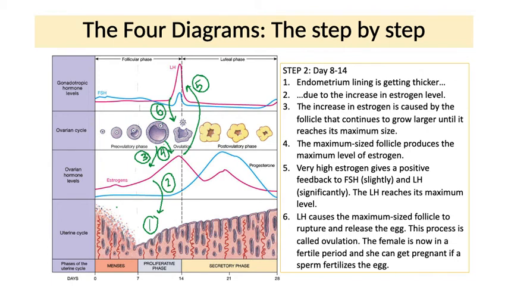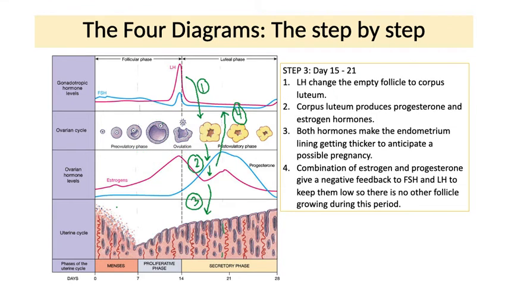And it is for a reason. Why? Because a very high level or burst of LH will trigger the follicle to burst, as you can see from number 6. LH causes the maximum size follicle to rupture and release the egg. Okay, high level of LH. This process is called ovulation. The female is now in a fertile period and she can get pregnant if a sperm fertilizes the egg.